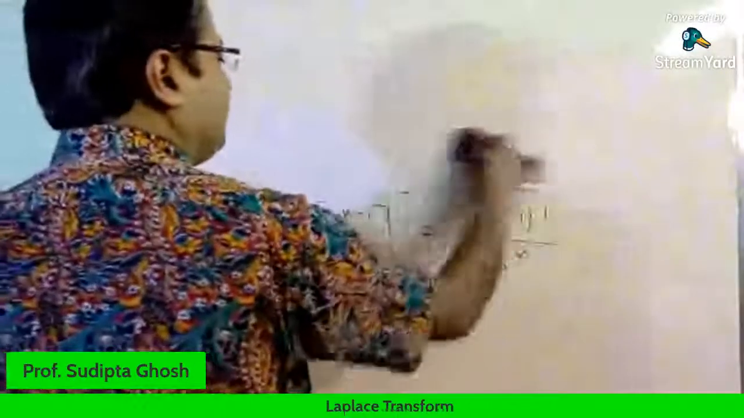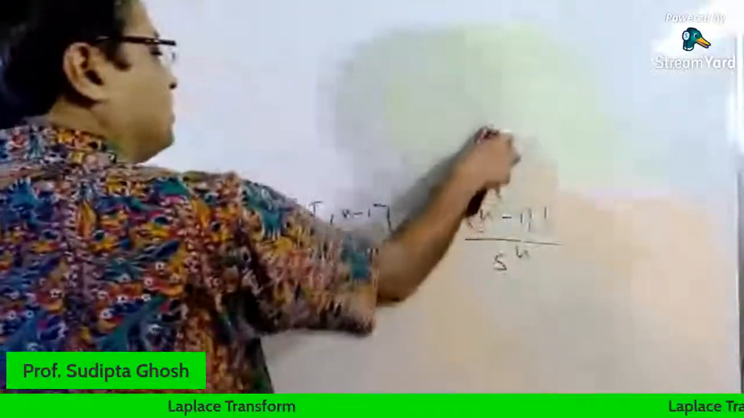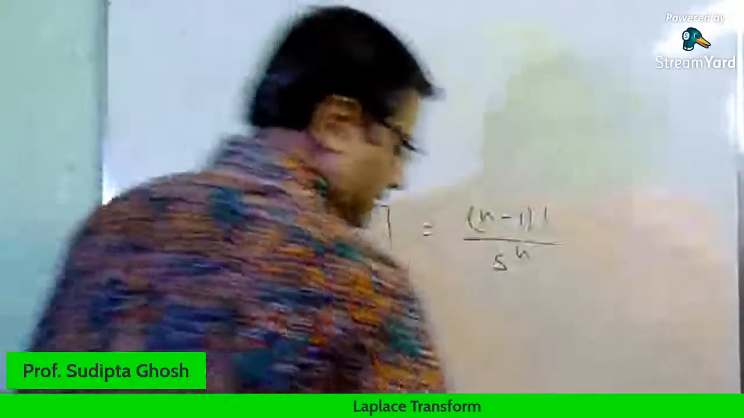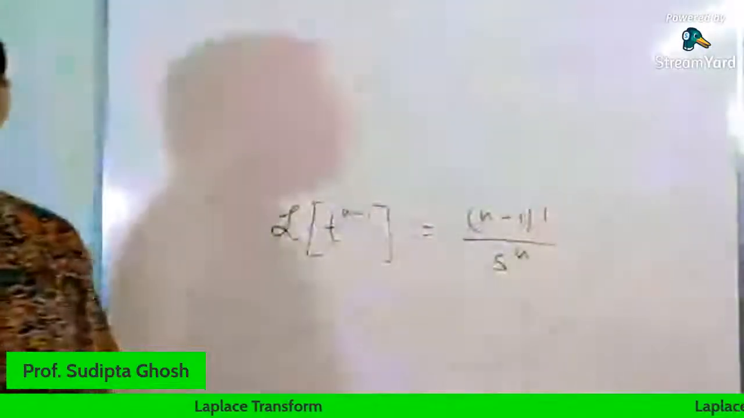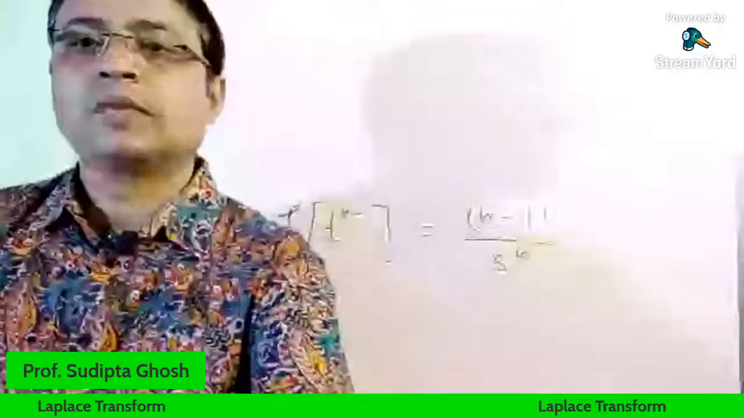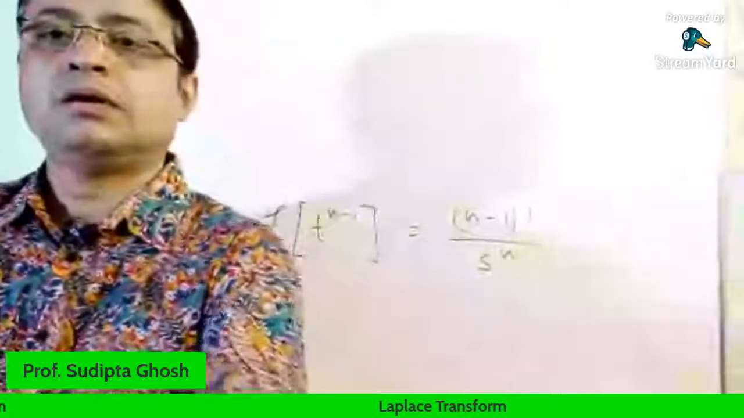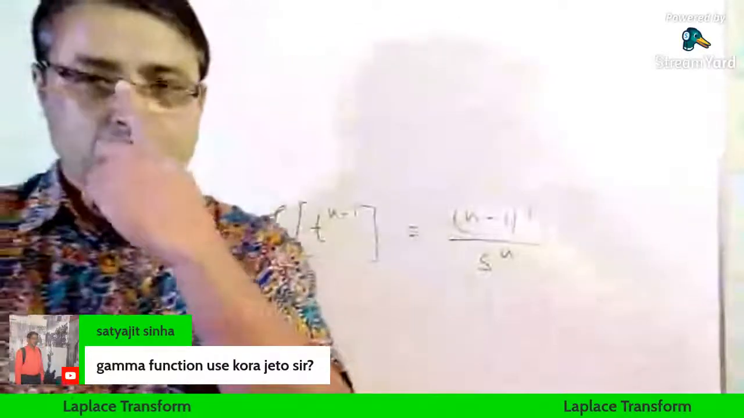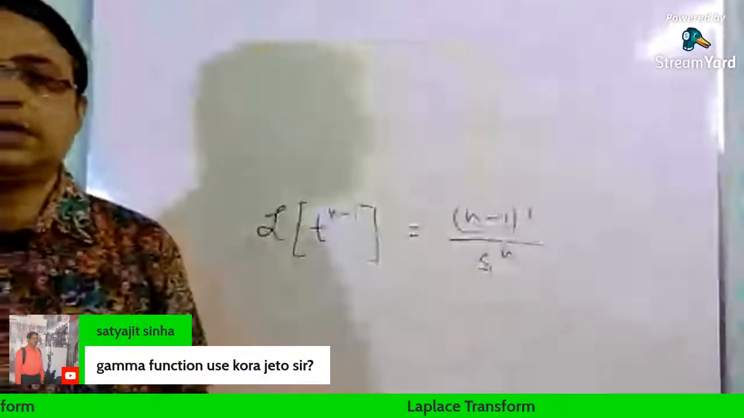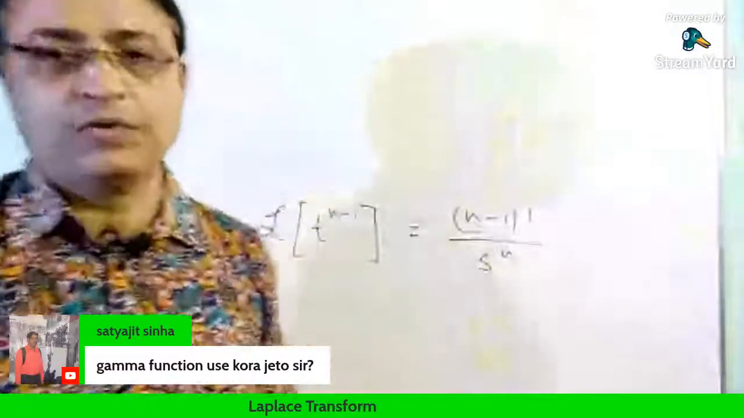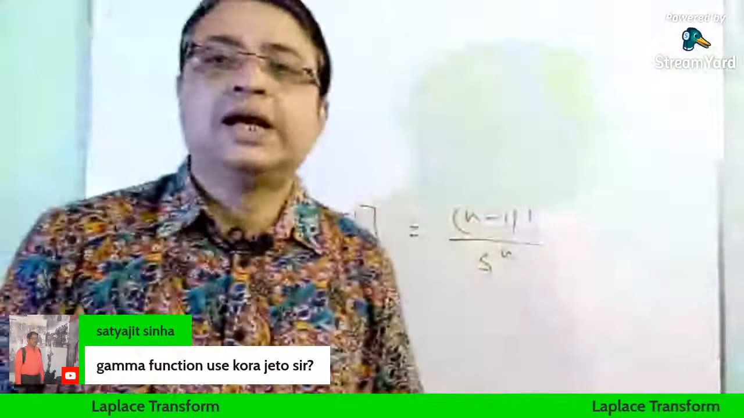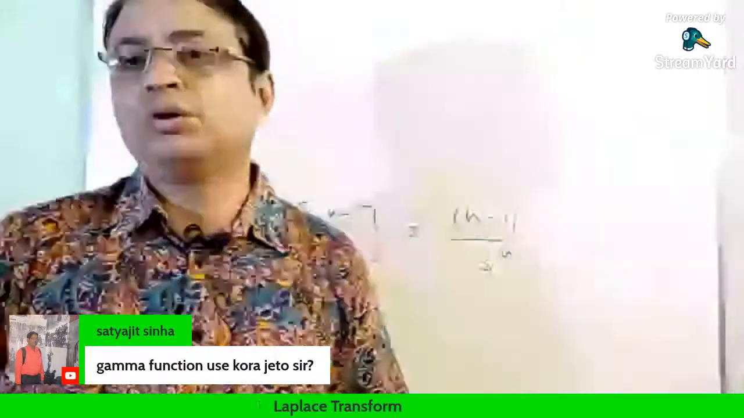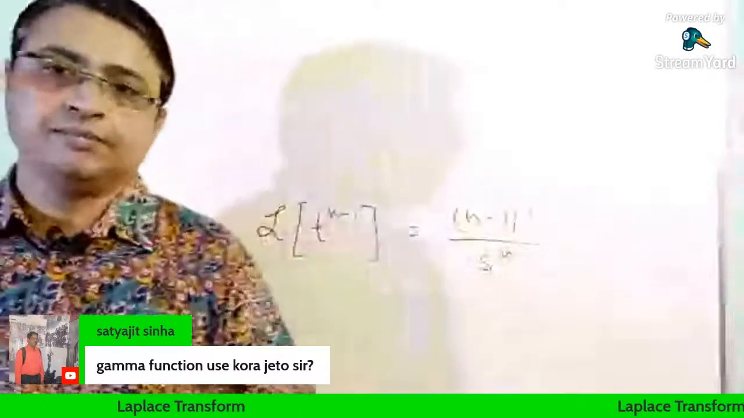So the value of Laplace transformation of t to the power n minus 1, as I have told you earlier, is very important. No, Satyajit, here we cannot apply the gamma function, because Laplace transformation is something different than the gamma function. So we cannot apply the gamma function here. Okay.